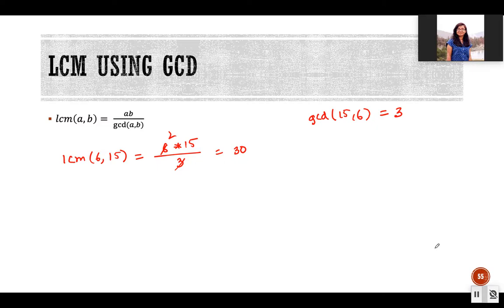All right, so that is going to end our discussion about integer values. As a next topic, we're going to talk about chapter 5, and here we're going to talk about mathematical induction.